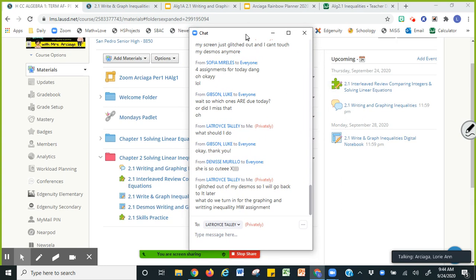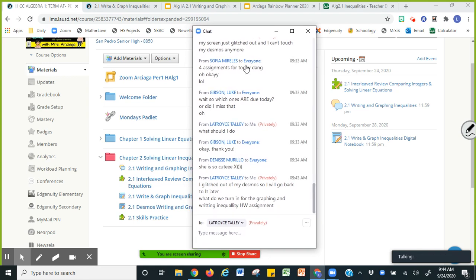Okay, so writing inequality homework. What do we turn in for the graphing and writing inequality? That homework choice is just a discussion, so just read the short prompt and then write your response in a sentence or two. So there's no computation. Okay. No computation needed for that one.